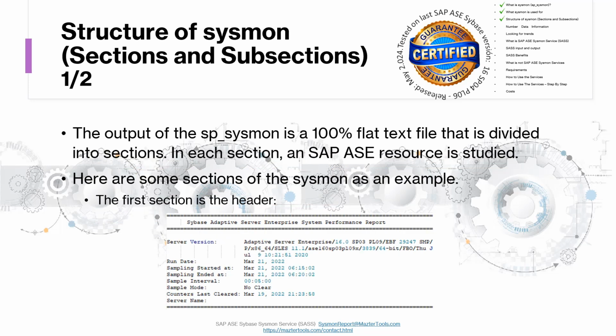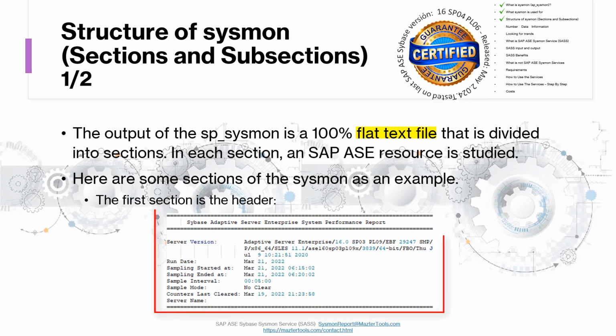The output of the SP Sysmon is a completely flat file that contains information on resource consumption and its behavior from the perspective of configuration and performance. The first section of the Sysmon is the header with information about the server to be studied and data regarding time frames and others.